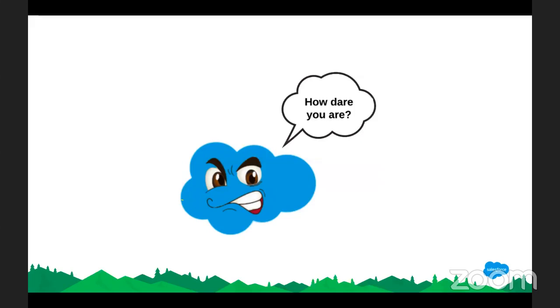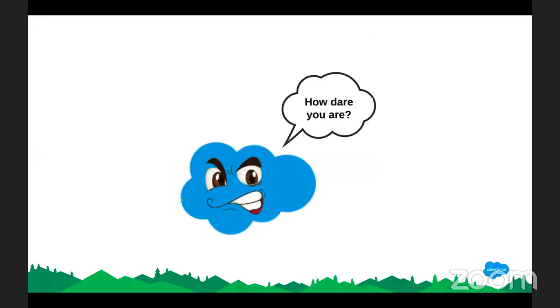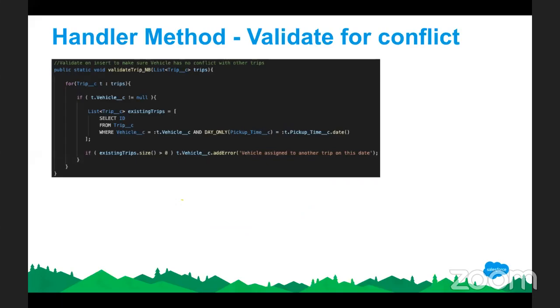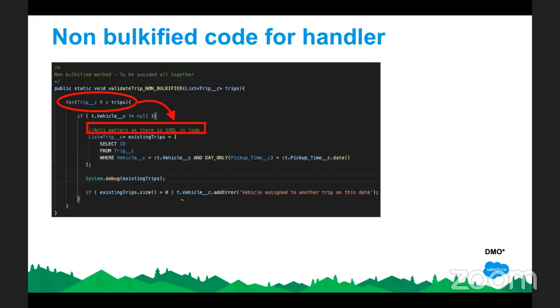God, what happened? How dare you? Someone is scolding me. Maybe those Salesforce developers in this audience group, I guess. How dare you? What is wrong with this code? I don't know. Hopefully someone might have understood. Though this code is correct logically, it has an anti-pattern. That is why someone is yelling at me. Here is the anti-pattern.